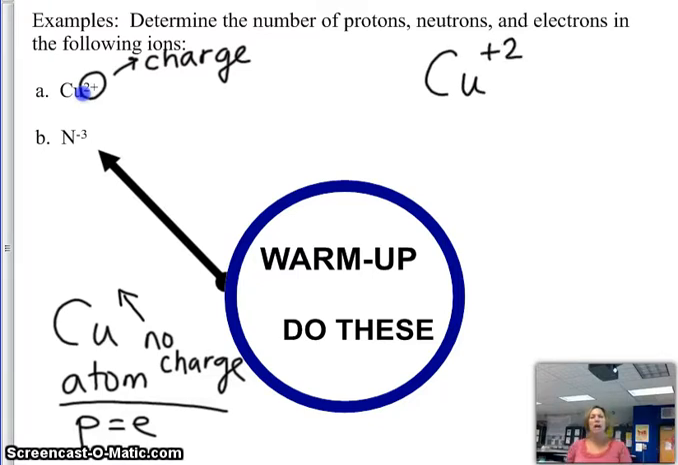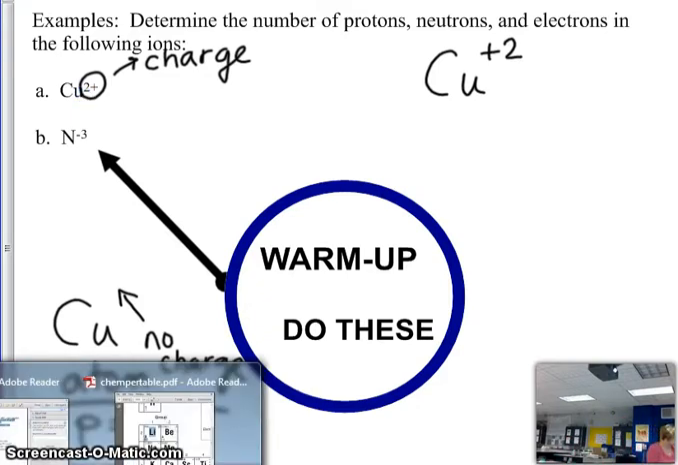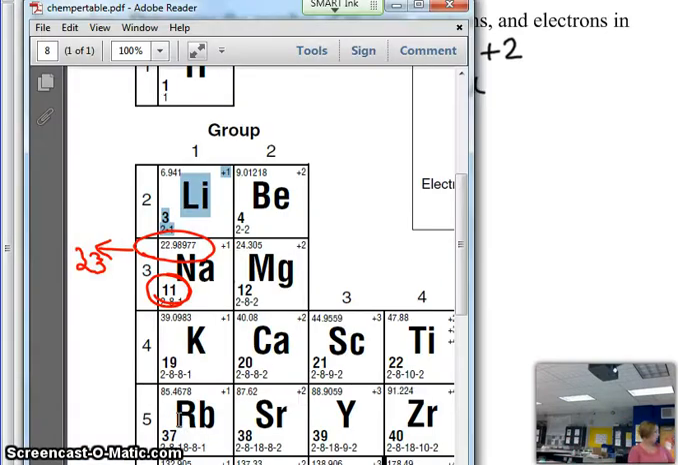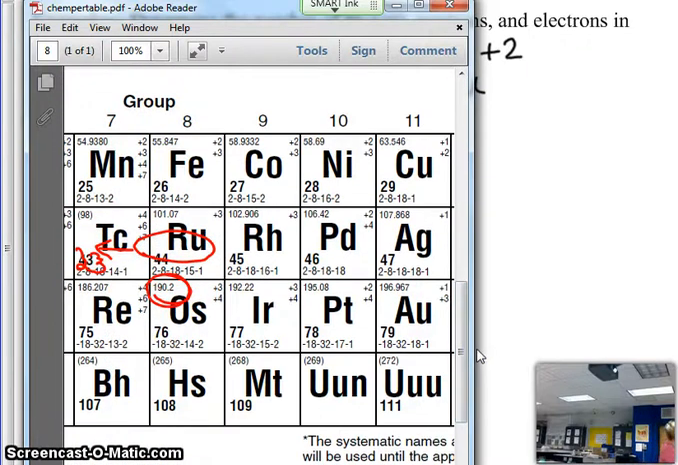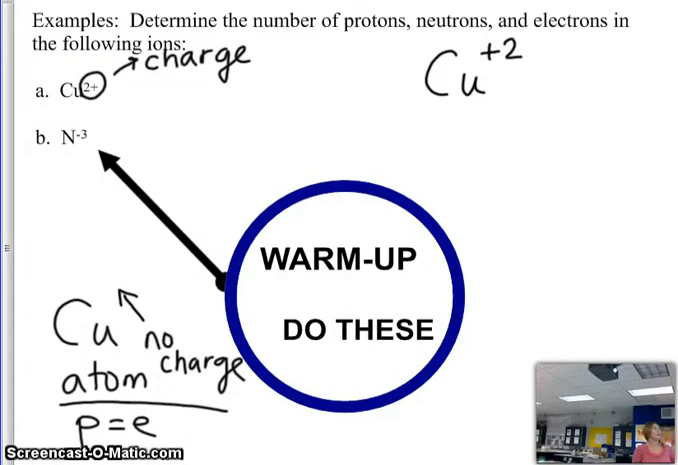Remember, to find protons, I have to look up the atomic number. They did not give it to me, so I'll go to my periodic table, and we'll look up our atomic number. If you can see here, here's copper. The atomic number is 29. So we'll fill that in our symbol, 29, which would indicate that copper has 29 protons.